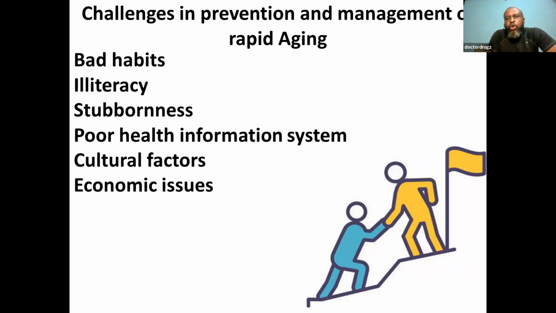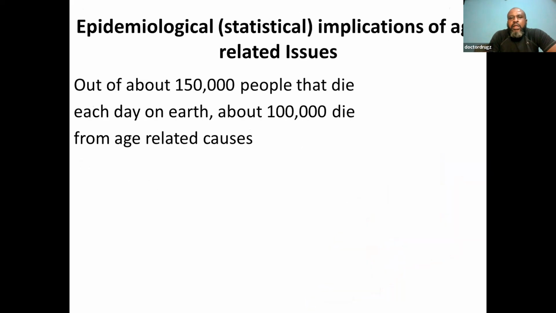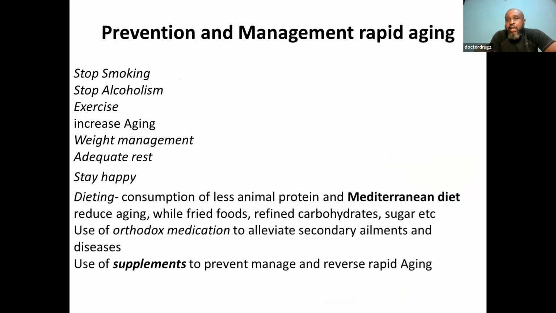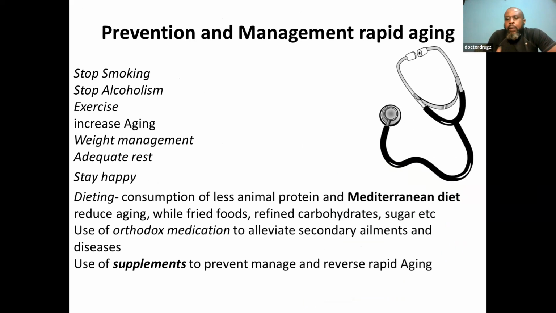Poor health information system, cultural factors. Like some people believe in taking certain kinds of substances. Some people actually smoke opium culturally, and some people actually eat carbohydrates and unhealthy food. That's their staple cultural diet, as well as economic issues. Some people find it difficult to cope with certain things that will help. Now, out of about 150,000 people that die each day on Earth, about 100,000 people die from age-related causes. That's actually quite interesting.